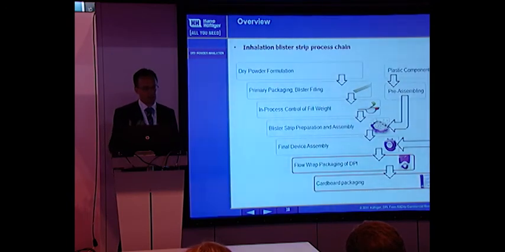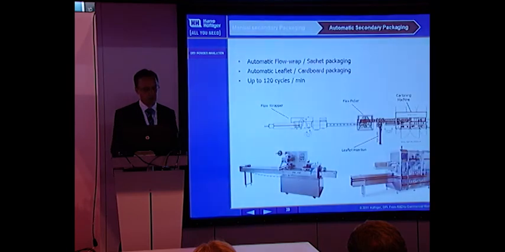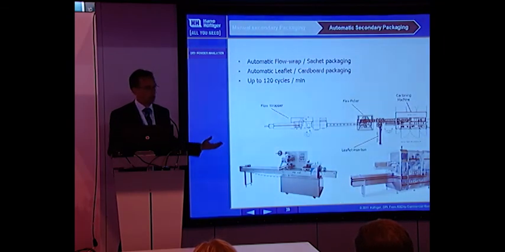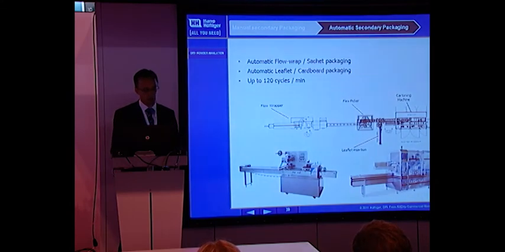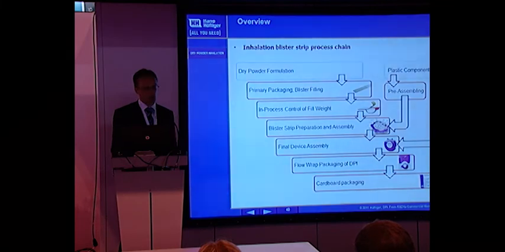And finally, you also start the final assembly, which is rather easy. The final assembly for the Diskus inhaler involves only 3 components, and this can be initially done easily by hand. You continue into the secondary and tertiary packaging, which can be a flow wrap, can be a cartoning machine, and also here Harro Höfliger has equipment available to do this full automatically.